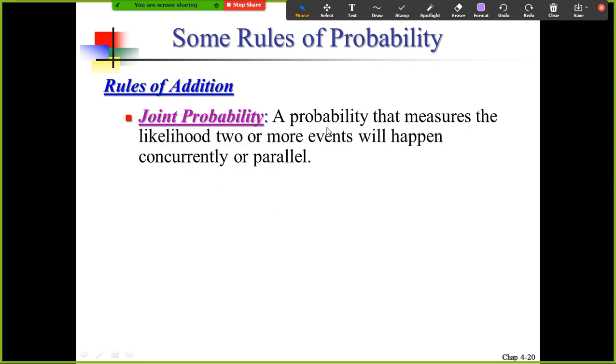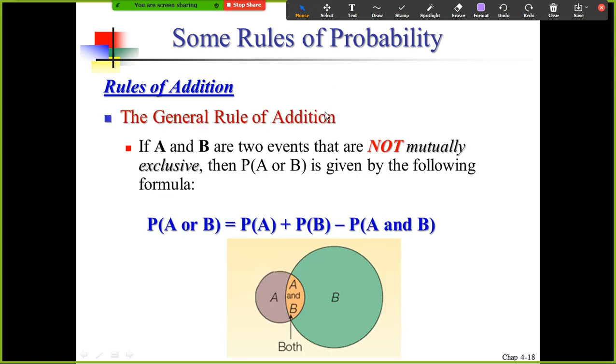Joint probability is a probability that measures the likelihood or the chance of two or more events happening concurrently or parallelly, or at the same time. That means both or all events will happen at the same time. That's why this is called joint probability. Maybe I'll just use the shortcut JP, joint probability, because A and B join together.